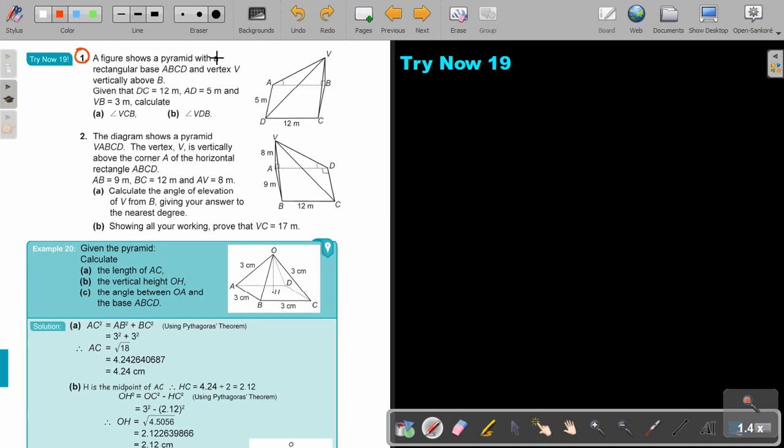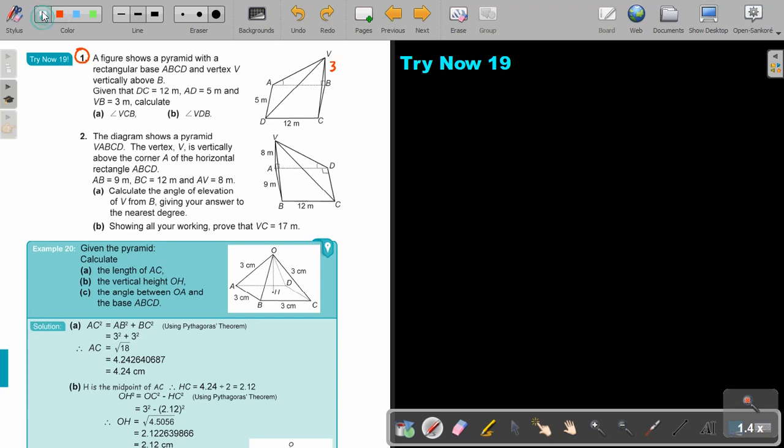A figure shows a pyramid with a rectangular base ABCD and a vertex V, vertically above B, that's very important. Given that DC is 12 meters, AD is 5, and VB is 3 meters. Calculate angle VCB.